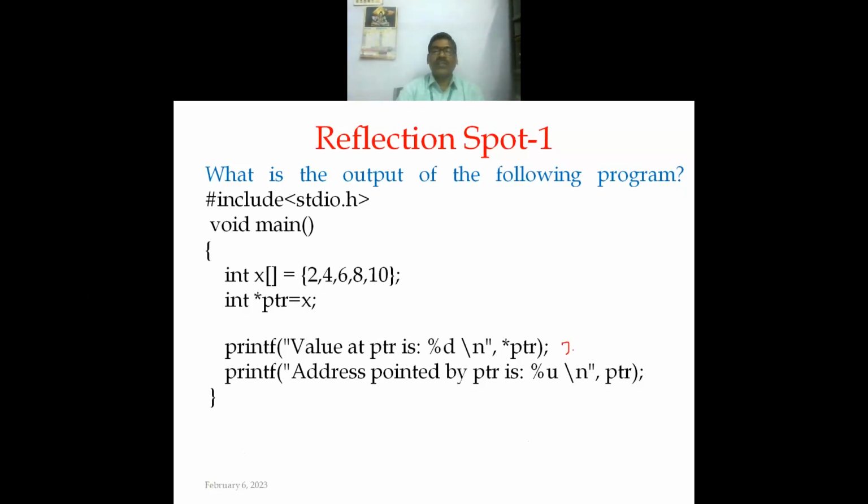Right, this is the answer it is going to print: the 0th location value, because it is the base address. So the pointer is pointing to the 0th location, and we are getting the 0th location value 2, and not the address of the 0th location. So if you are not able to answer this question, please go back and watch the video once again to get clarity about this particular answer. Fine.